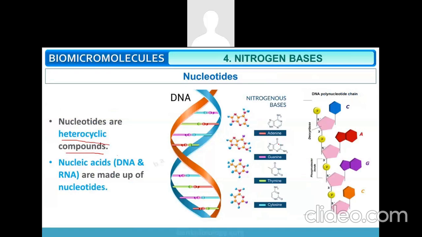Nucleotides are basically heterocyclic compounds. What do you mean by heterocyclic compounds? They are cyclic compounds, but one cycle to the next cycle will not be parallel, nor rotatory in the same direction. That is called a heterocyclic compound. The nucleic acids are basically made of nucleotides, that is the DNA and the RNA. In the next video, we'll see about biomacromolecules.